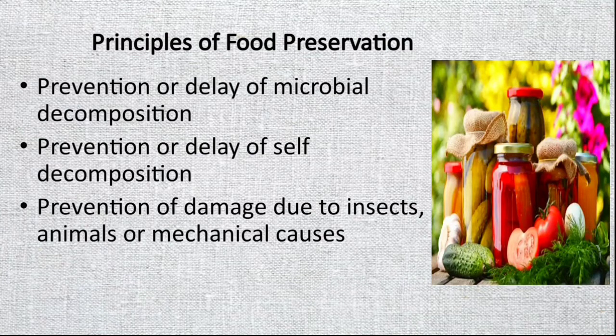The second principle is prevention or delay of self-decomposition, which can be performed by destruction or inactivation of food enzymes by the process of blanching, or by prevention or delay of purely chemical reactions such as prevention of oxidation by means of antioxidants. The last one, prevention of damage because of insects, animals or mechanical causes.